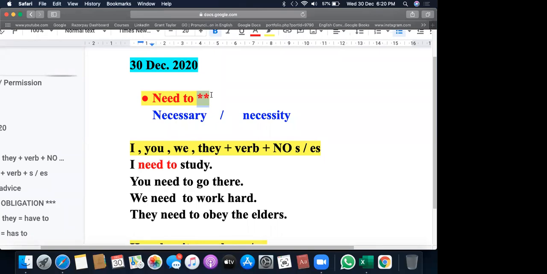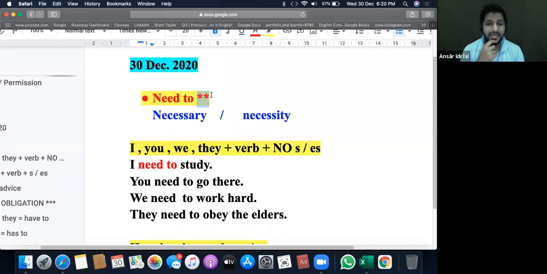For example, if I say I want to go there, it is a normal sentence. मुझे वहां जाना है. Correct. And if I say I need to go there, it is a stronger sentence. Means what? I need to means I must go there. It is like must. Must and need to, a little bit, both are the same. So need to मतलब मुझे जाने की ज्यादा जरूरत है, मुझे जरूरत है, मुझे जाना ही पड़ेगा. I need to go there.